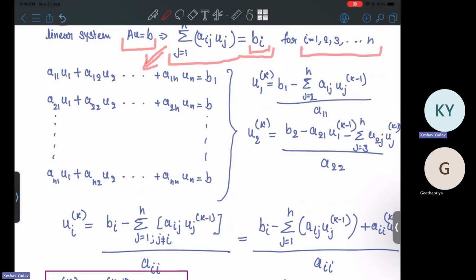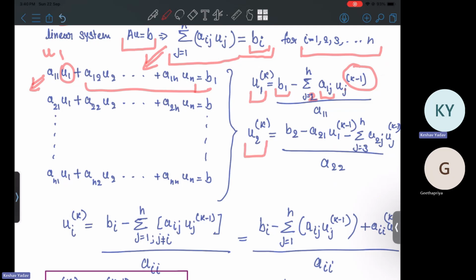So what we do in Jacobi iteration: from the first equation, we keep u1 on the left hand side, send the rest to the right hand side and get u1. So u1 at some kth iteration will be equal to b1 minus the sum over j from 2 to n of a1j uj at the k minus 1th iteration, because we are writing for the first equation.